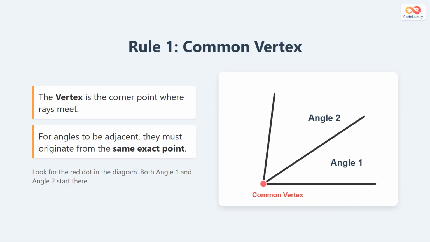Let's look at the first rule, the common vertex. The vertex is the corner point where the rays begin. In this diagram, notice the red dot. Both angle 1 and angle 2 originate from this exact same point. If two angles start at different locations, they cannot be adjacent.